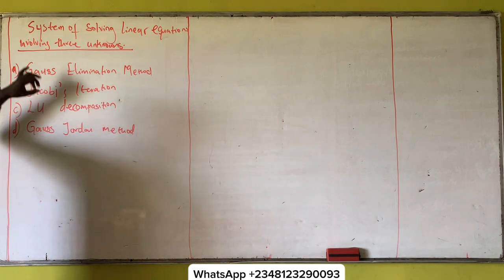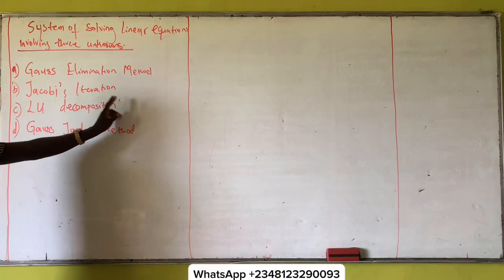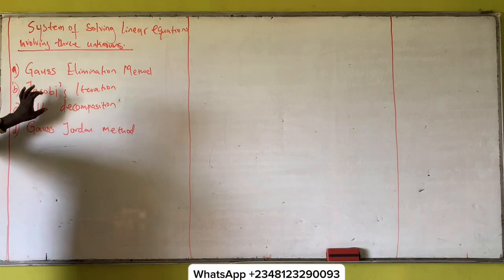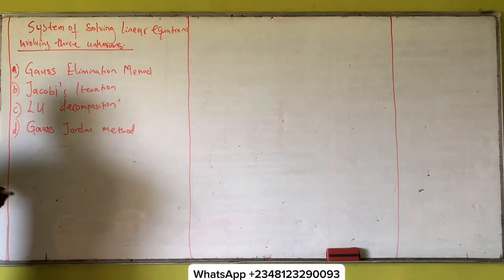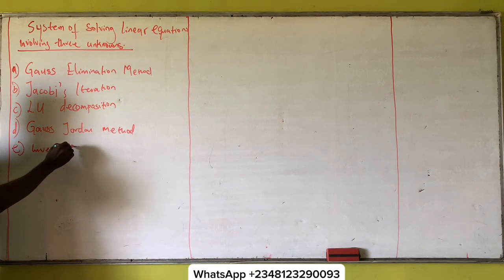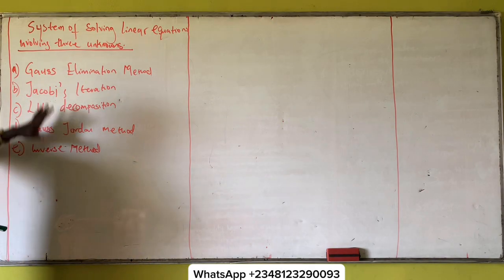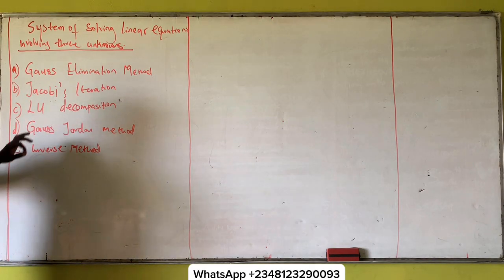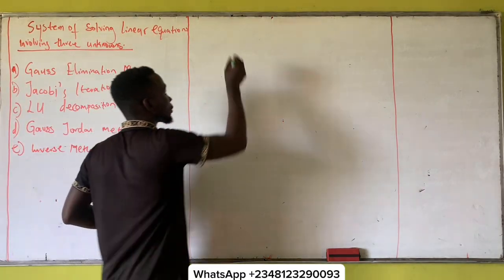Now in this class, we'll be looking at the Gauss elimination method. We have the Jacobi's iteration method, the LU decomposition method, and the Gauss-Jordan method. I think we still have the inverse method, so we are still going to look at the inverse method. In today's class, we'll be looking at the Gauss elimination method.